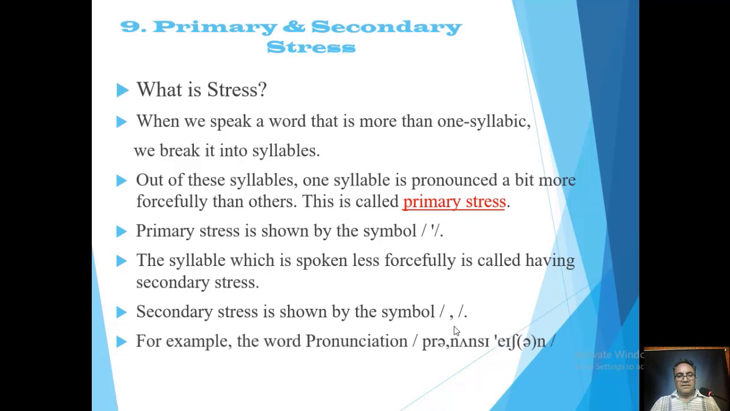For example, the word pronunciation. Here it is written in phonetic alphabets. You can see pronunciation. We have the primary stress here, on the last syllable, and secondary stress we have here, none. So we'll pronounce it pronunciation. So the last syllable will be stressed.